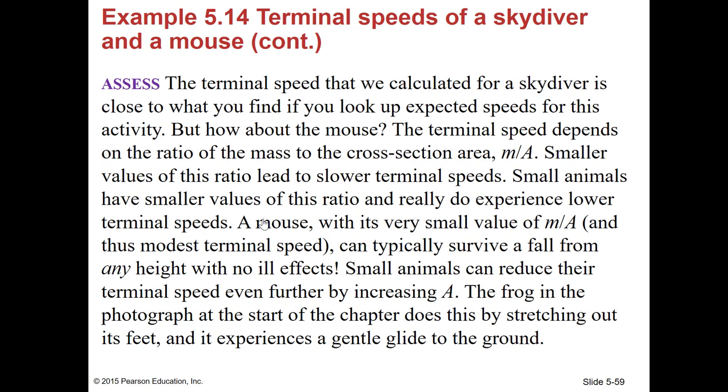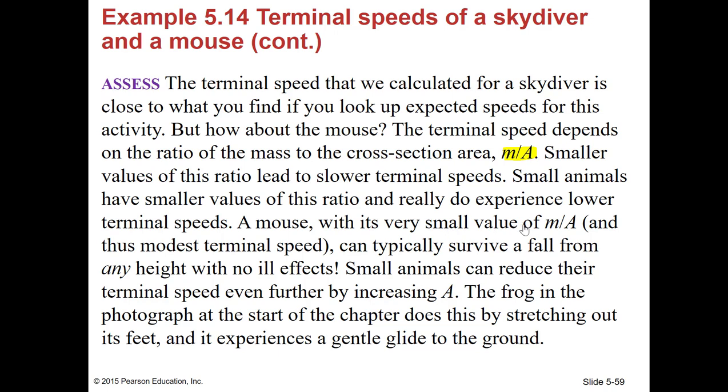So assess. The terminal speed that you calculated for the skydiver is close to what you'd expect if you looked it up. What about the mouse? The terminal speed, again, depends on the ratio of mass to area. So smaller values lead to slower terminal speeds. Small animals have smaller values of this ratio and really do experience lower terminal speeds.